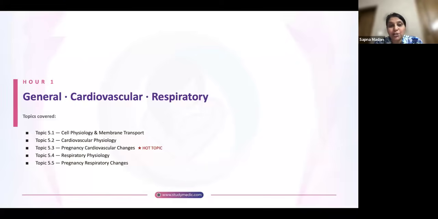Now the cardiovascular changes and the respiratory changes, all of these are very hot topics, as we are calling them, because they are very frequently asked and carry very important weightage in the exam.